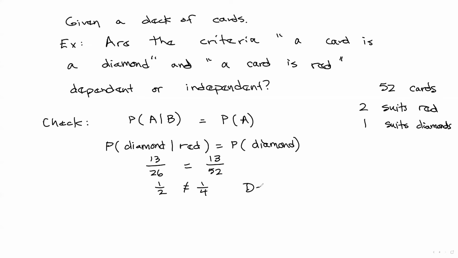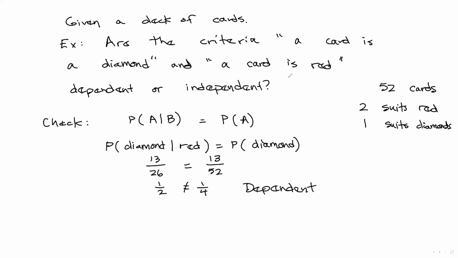It tells you that these 2 things were dependent, these 2 criteria. So the criteria, a card is a diamond and a card is red, are dependent. So just like the example with the criteria of college education versus married, the neat thing about being able to use this test is that you don't need to go through and think about whether there is a connection between these things. The formula, assuming you go through and calculate the probability correctly, will just do it for you.